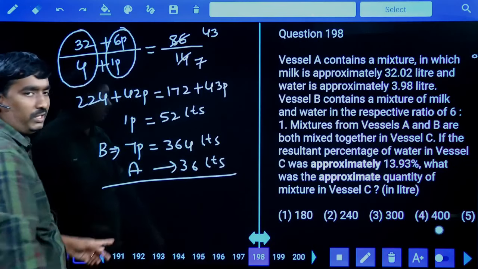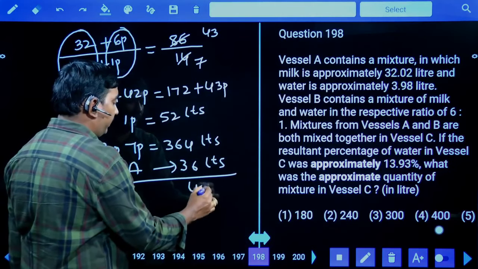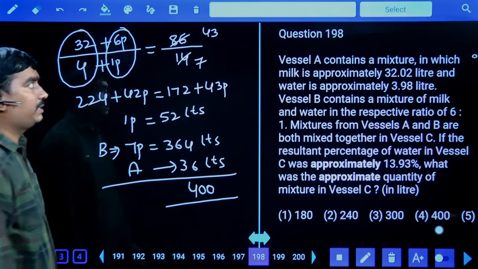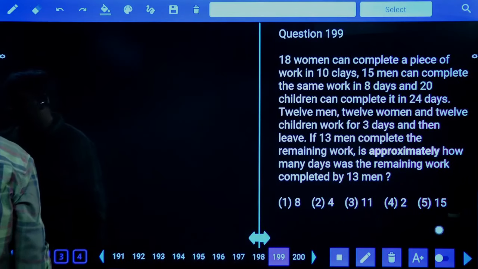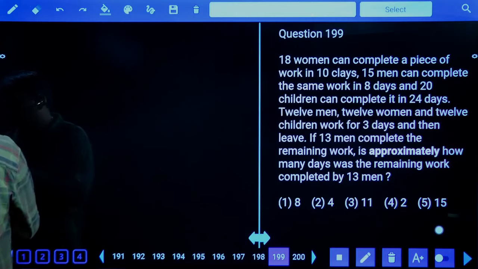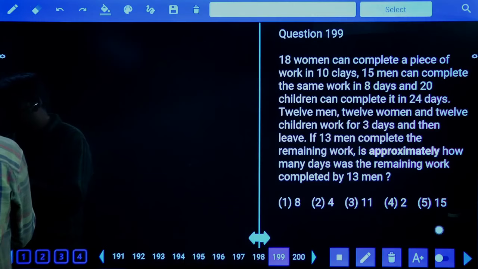So vessel C is the combination of A and B. 364 plus 36 means 400 liters. So next, see.